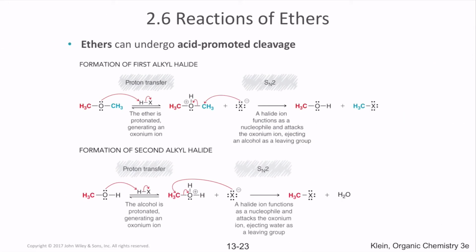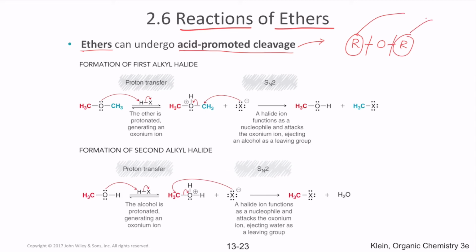So let's discuss the reactions of ethers. Ethers generally can undergo what we call acid promoted cleavage. The understanding here is that if you consider an ether ROR, it can split itself completely by acid promotion. So where do this R and R go? The Rs will go and form alkyl halides, RX. The oxygen will combine with hydrogen and form H2O. This is the process of acid promoted cleavage.